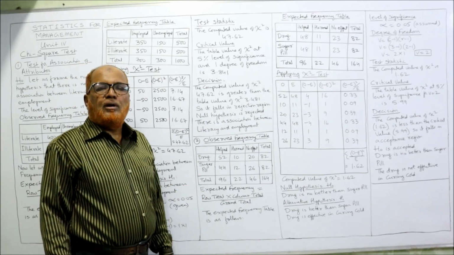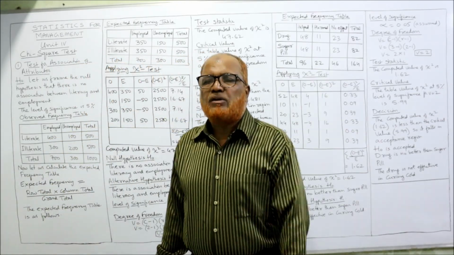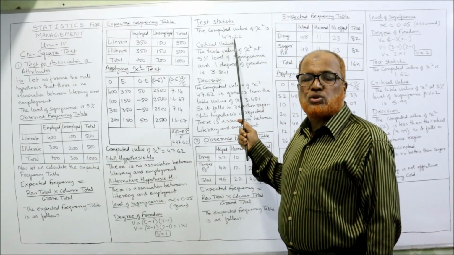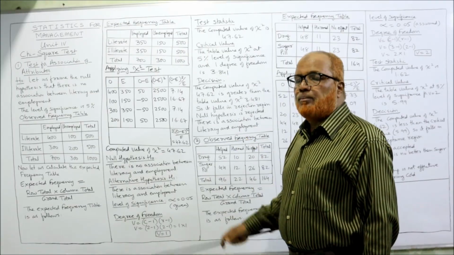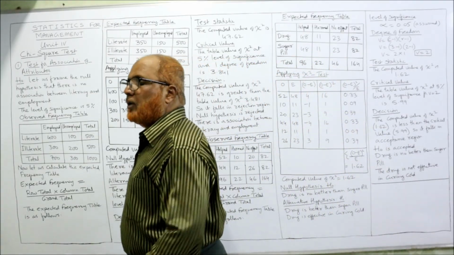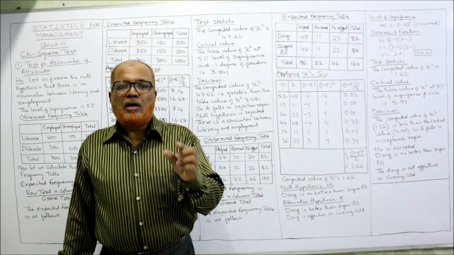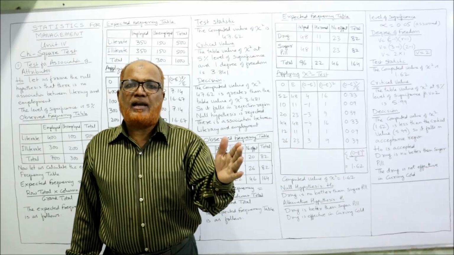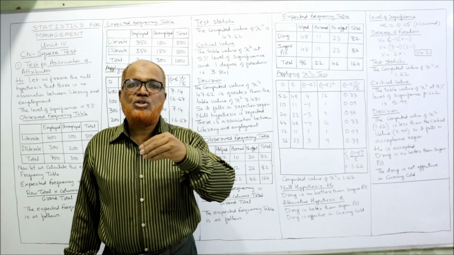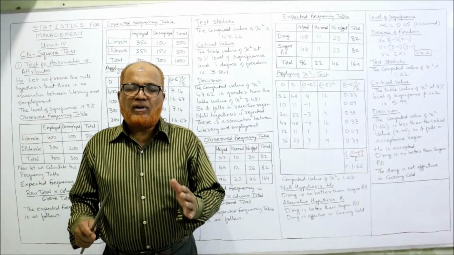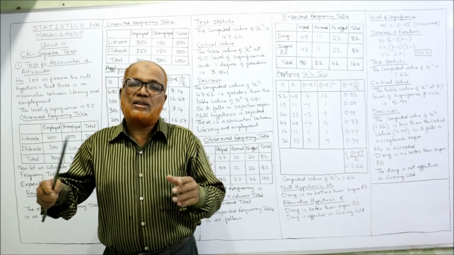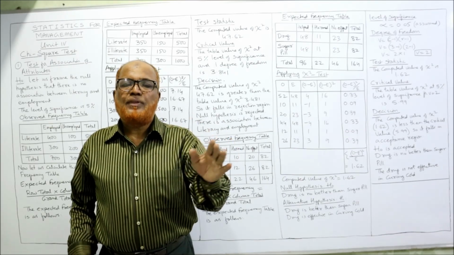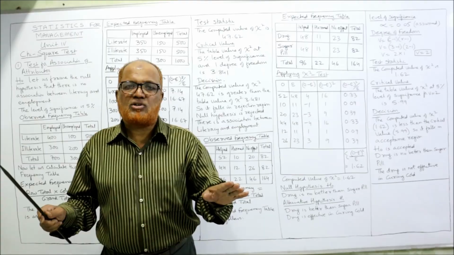Now the decision. Now we have 2 values: one computed value, one critical value. Computed value is 47.62 and critical value is 3.841. So how to take the decision? If the computed value is greater than the critical value, it falls in the rejection region. Whenever the computed value is more than the critical value, it falls in the rejection region, and the null hypothesis is rejected.